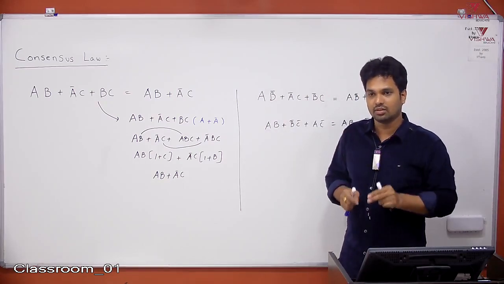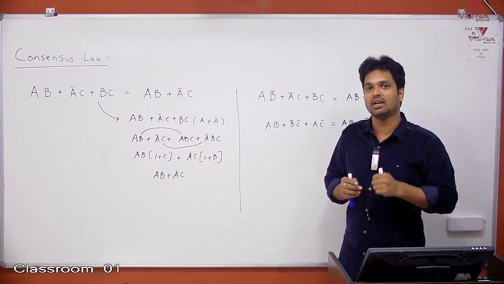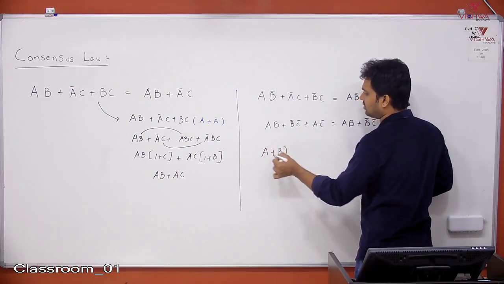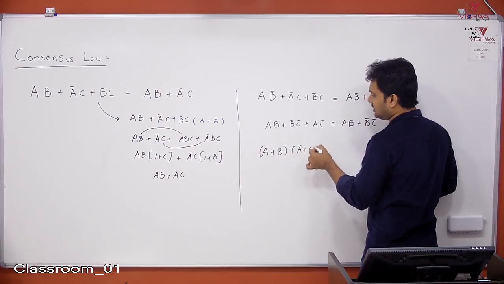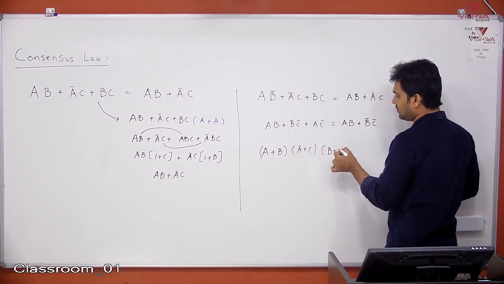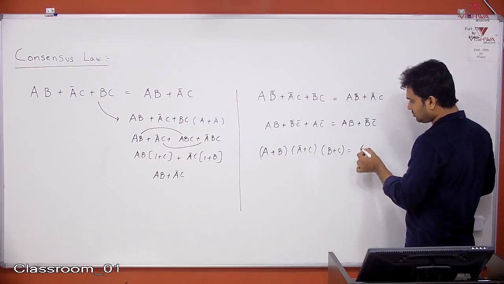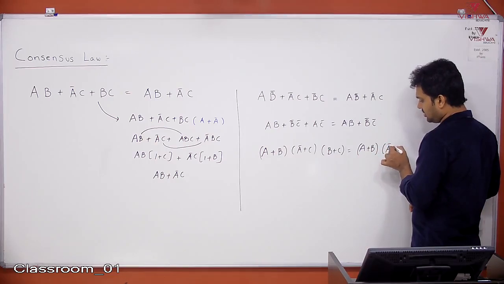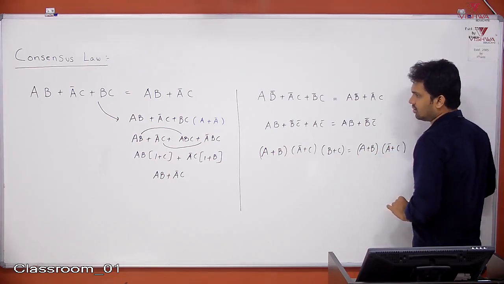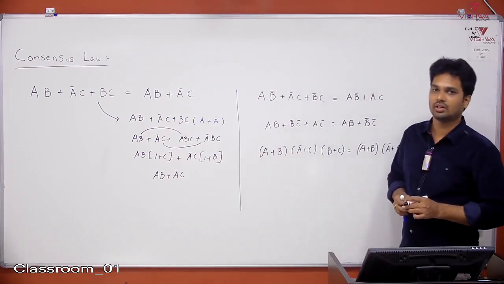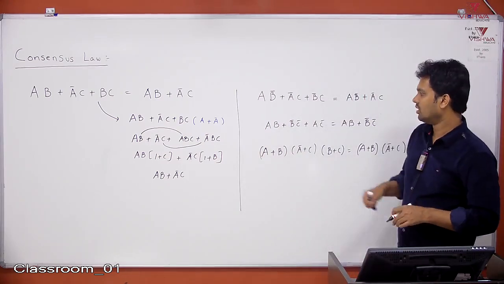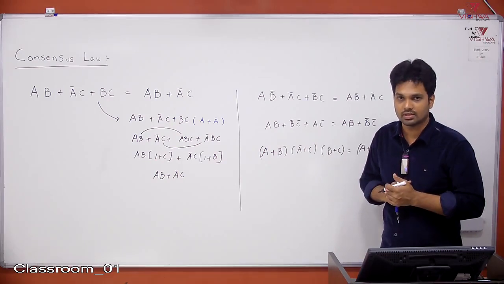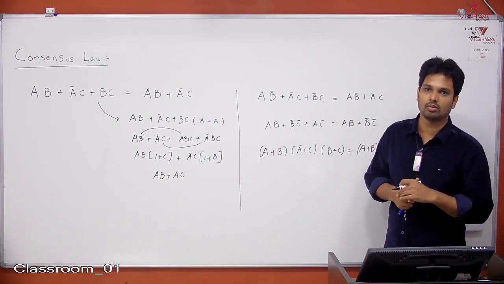You can write this consensus law in a different way also. The examiner can give it like this: A plus B into A bar plus C into B plus C is equal to A plus B into A bar plus C. So these are other ways to represent the consensus law. Okay, first copy this, then I'll give you a point or condition to remember the consensus law, and also we'll see a few example problems on this. Please copy it.